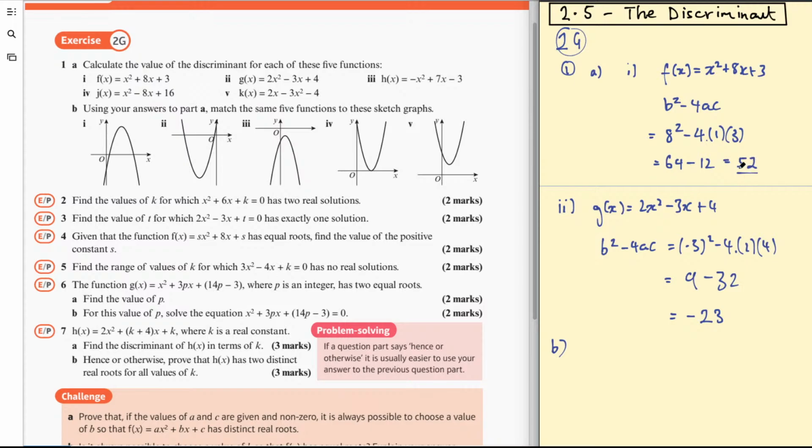So A, we had a discriminant of 52. That means we'd get 2 real solutions, and it was a positive quadratic. So which graph do you think it would match to? If you're there in the chat, I've got, let's call them graph 1, 2, 3, 4, and 5. Which one do you think this function would match to? And there's only one option that it could match to. So is it graph 1, 2, 3, 4, or 5?